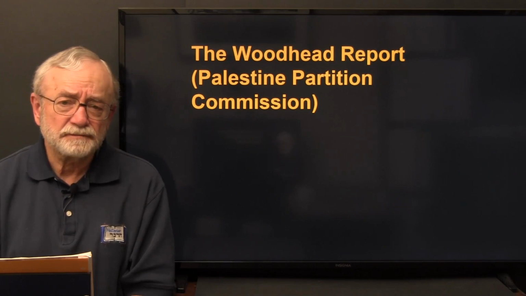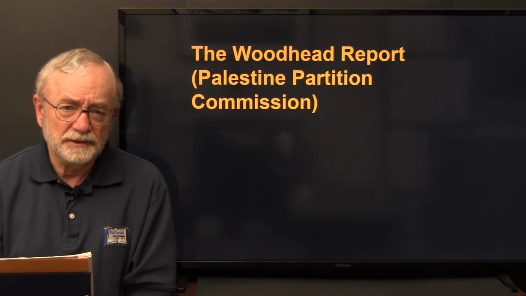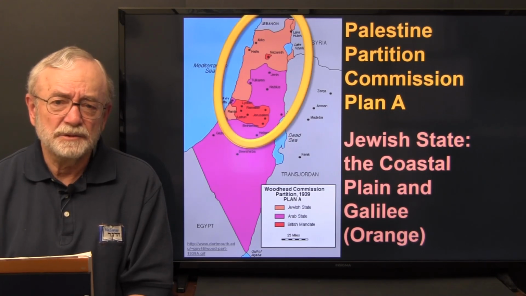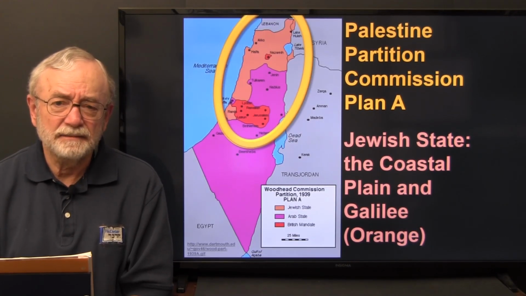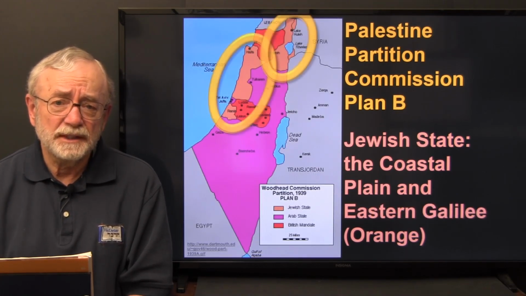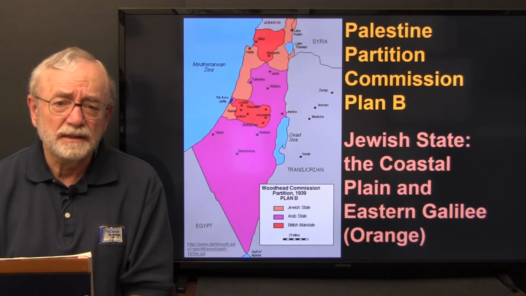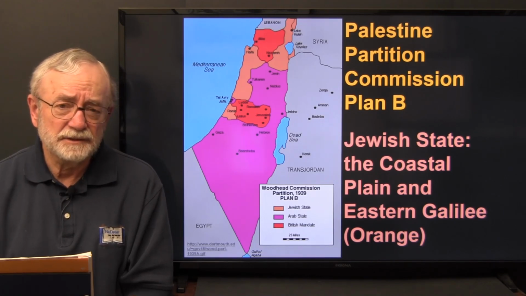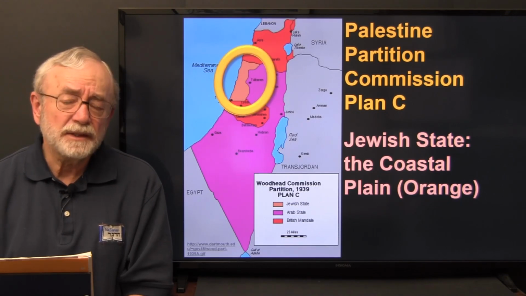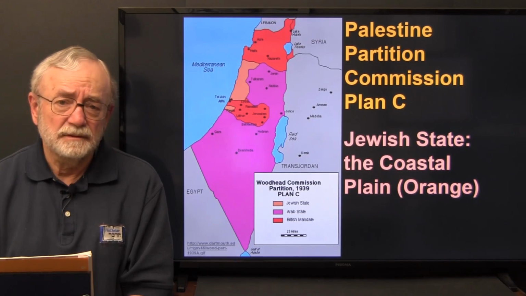Then the Woodhead Commission, the Woodhead report from the Palestine Partition Commission, brought their opinion as to how the land should be divided up. They had three options. First, Plan A was the Jewish state on the coastal plain and in the Galilee. But they also had Plan B. Plan B was the Jewish state in the coastal plain and in the eastern Galilee. Notice the red mandated enclave now takes up at least half of the Galilee. And they had Plan C, which was the Jewish state simply on the coastal plain. And the mandated area now takes up all of the Galilee.